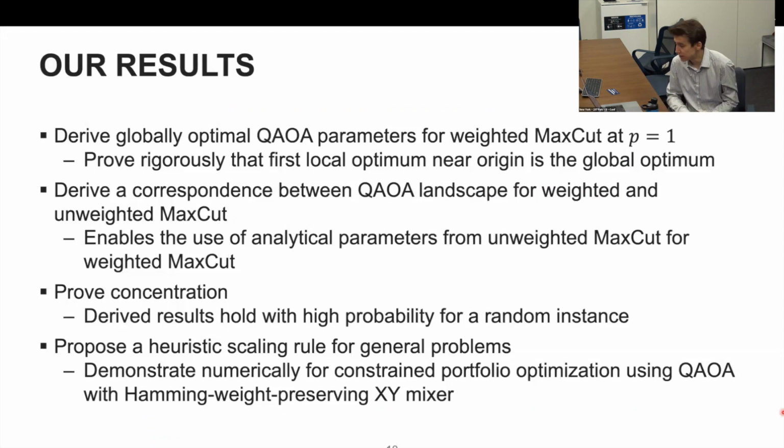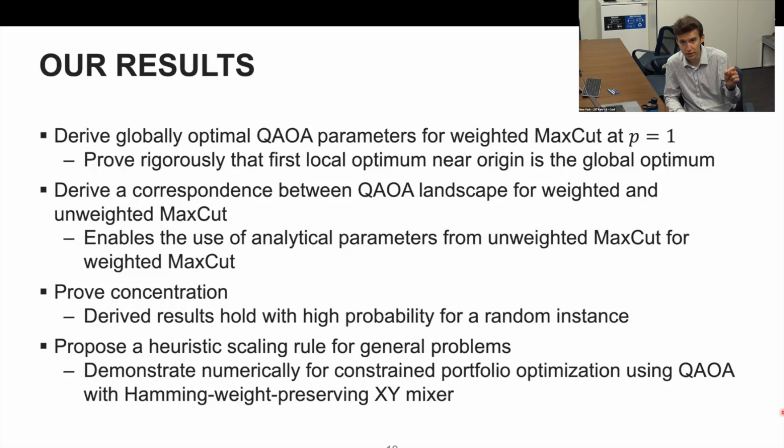Now, let me summarize our results. First, we derive globally optimal QAOA parameters for weighted max cut at p equals 1. Note the importance of global optimality, because the landscape is in general non-periodic. So numerically, it's very hard to tackle this problem of obtaining globally optimal parameters on an unbounded domain. En route to proving this, we prove rigorously that this first local optimum that I was showing you on the previous slide, near the origin, is indeed the global optimum in certain cases.